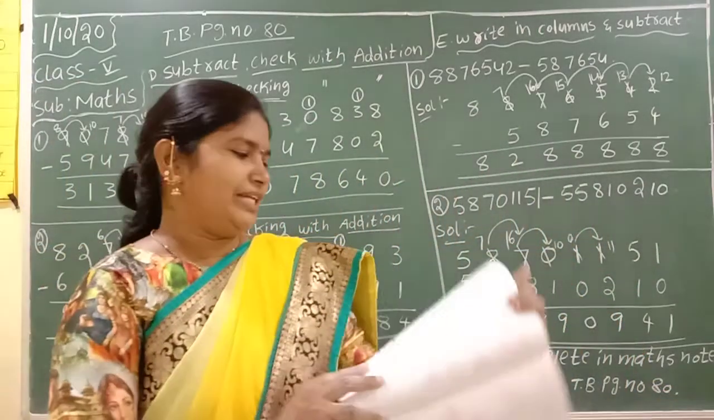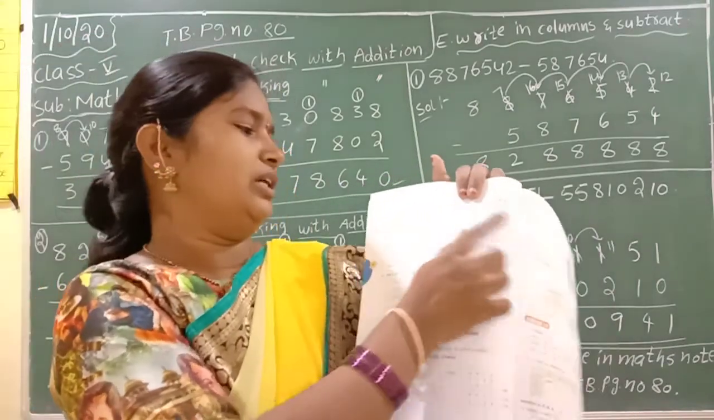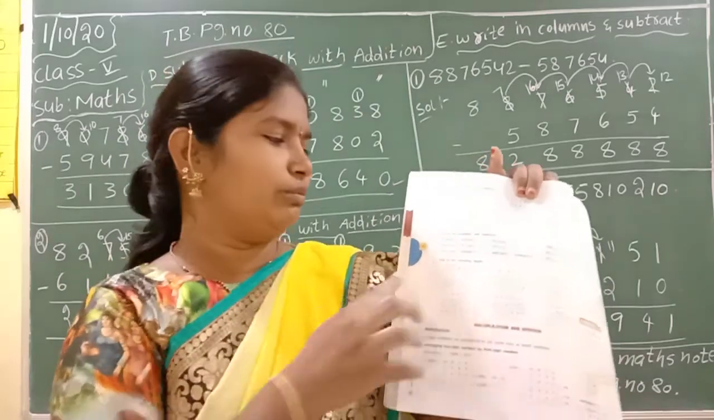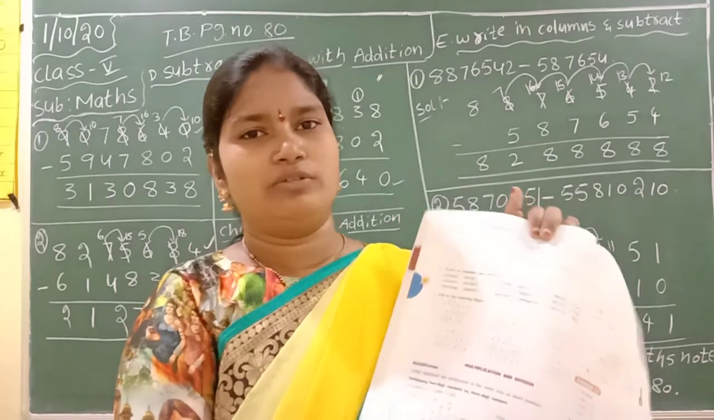See, in your page number 60, debit is there. Check and do with the addition. Here, subtract the numbers and check with addition in your notebook. This one also in your notebook. These 2 bits you have to finish. This is your homework today.